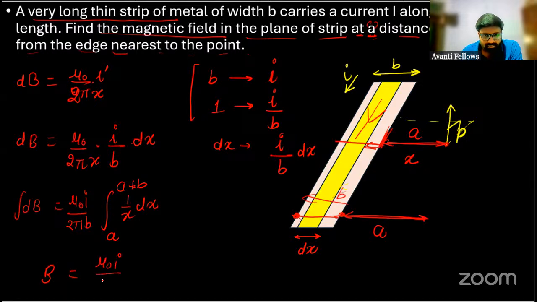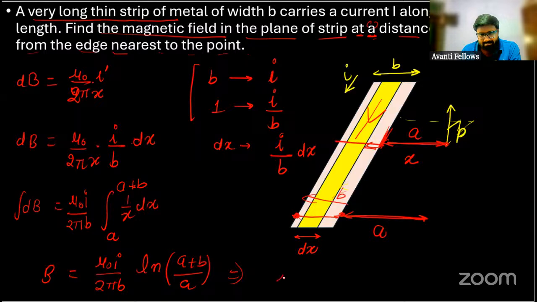into the integration of 1 upon x, which is ln x, and the limit would be a plus b to a, so it will be ln of a plus b minus ln a, which is a plus b divided by a. Now you can cancel this out, and simply you will have mu naught I upon 2 pi b into ln 1 plus b upon a.